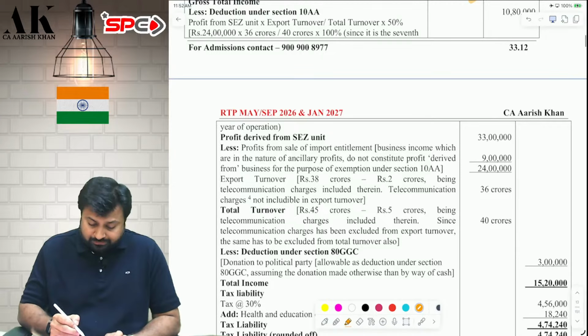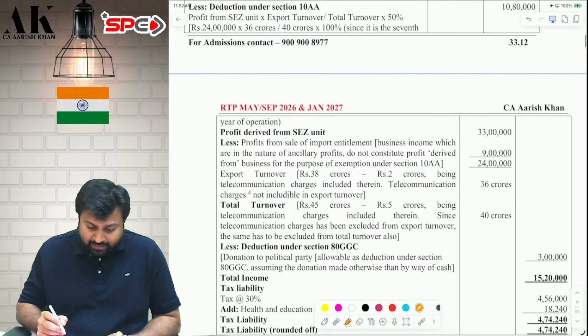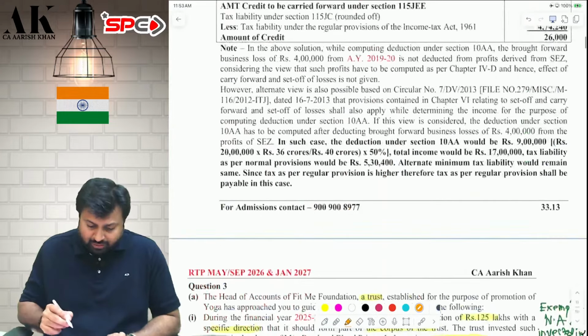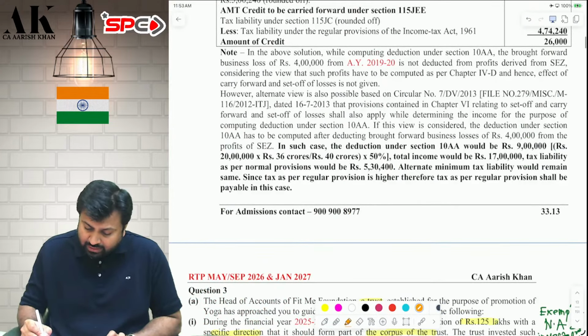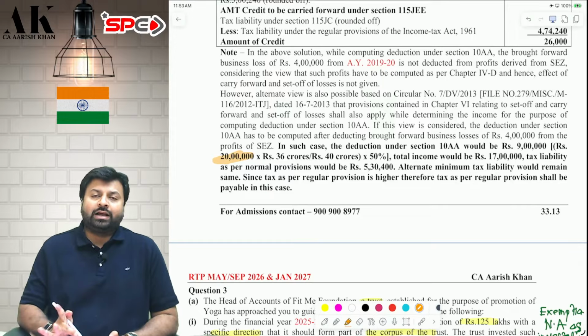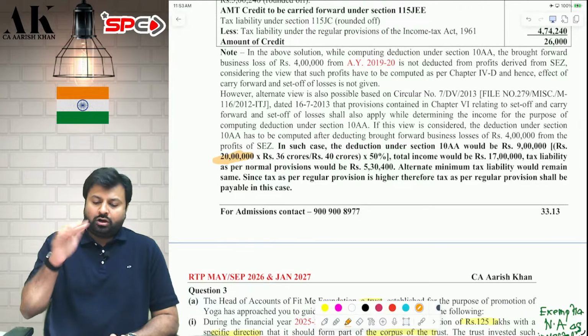See, they have taken both. In the original solution, they have taken 24 lakhs, that is 33 minus 9. But they have also given a note below and they have said that you can also take 29 lakhs. Therefore, that will be 29 minus 9, that will come to 20 lakh rupees. I hope it is clear to all of you. You can solve by either of the ways.